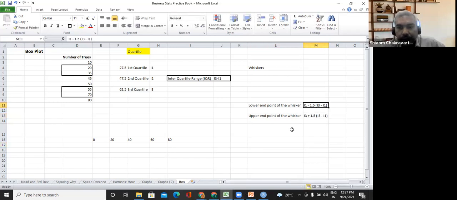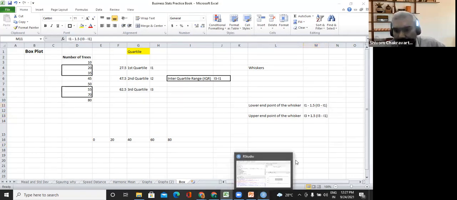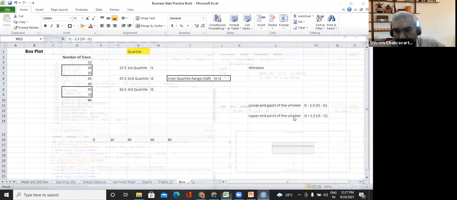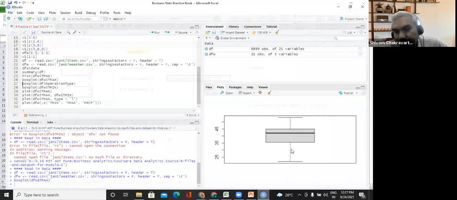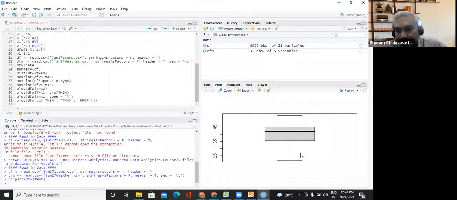So these two will give us the endpoints. The lower endpoint and upper endpoint are calculated like that. Lower endpoint is the first quartile minus 1.5 into the interquartile range. Interquartile range is actually this distance, right? The third quartile value minus the first quartile value. By seeing the box plot, you can immediately find out the interquartile range.